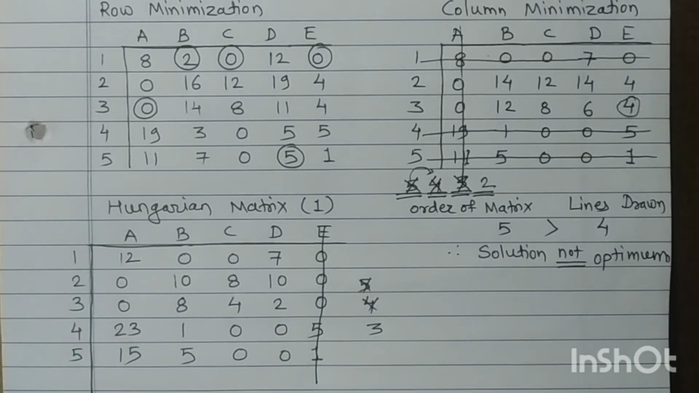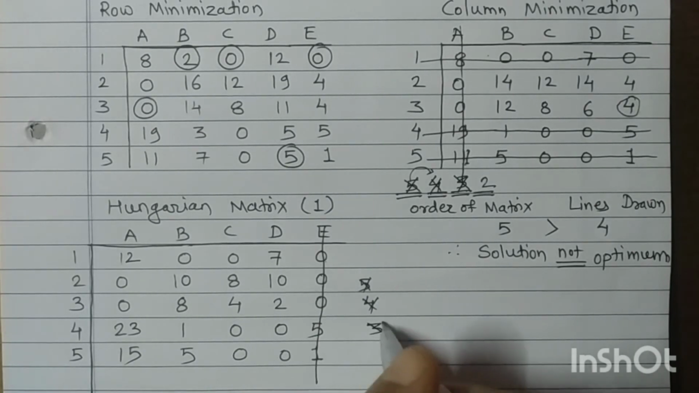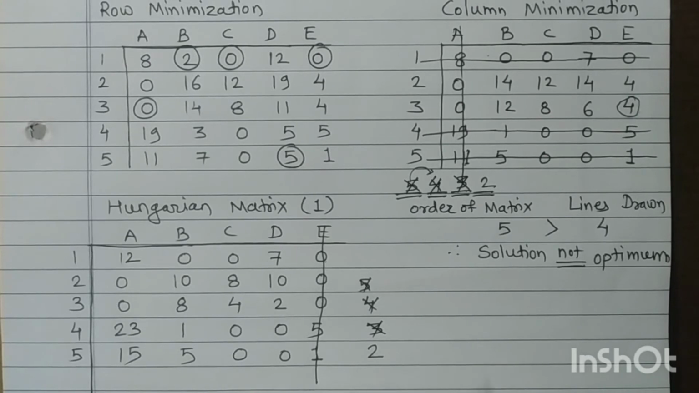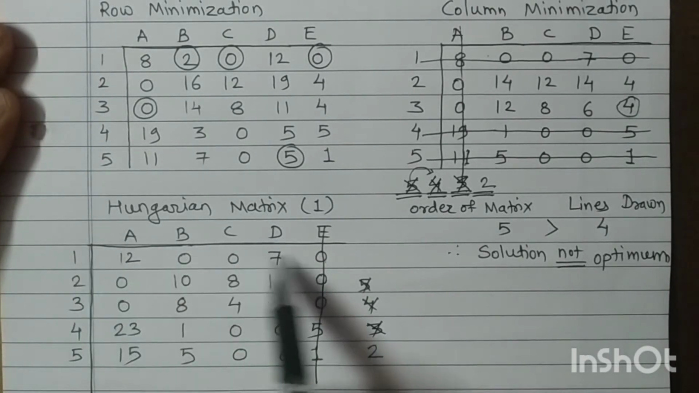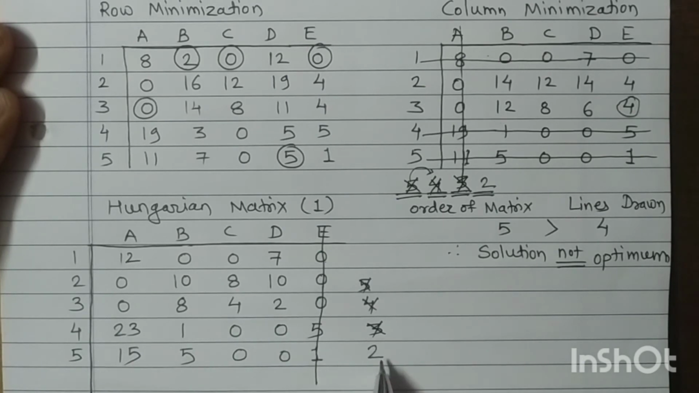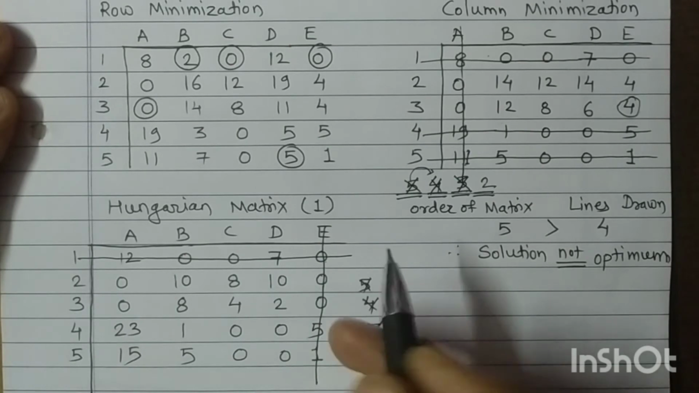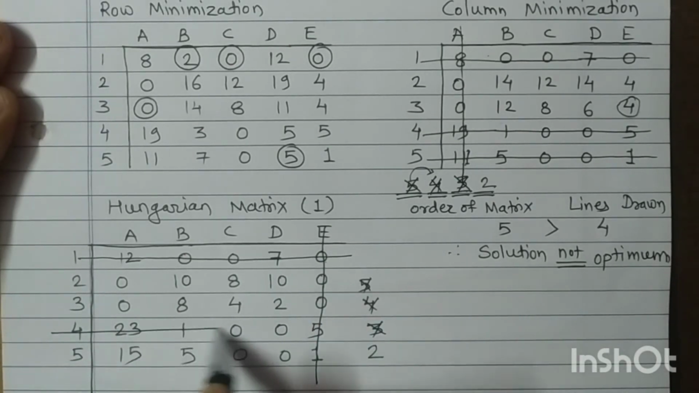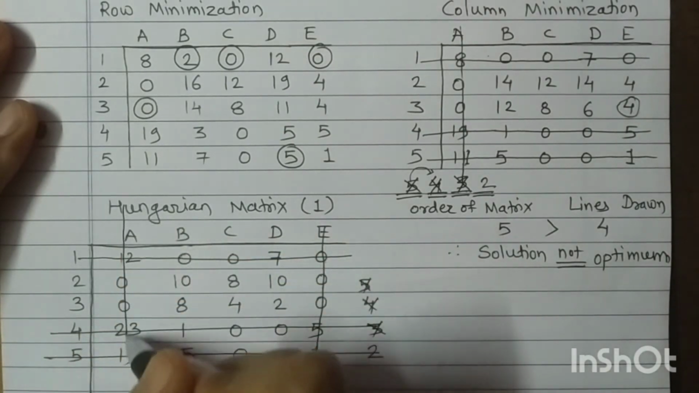Now students, can you identify 3 zeros in a row or column? No, because this 0 is already covered, we cannot draw a horizontal line. So we will search for 2 zeros. Okay, so there are plenty of 2 zeros. I can draw a vertical line and horizontal lines. So I will draw a horizontal line, then again a horizontal line, again a horizontal line and again a vertical line.